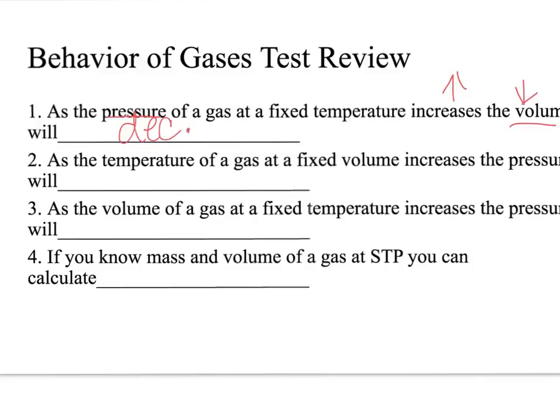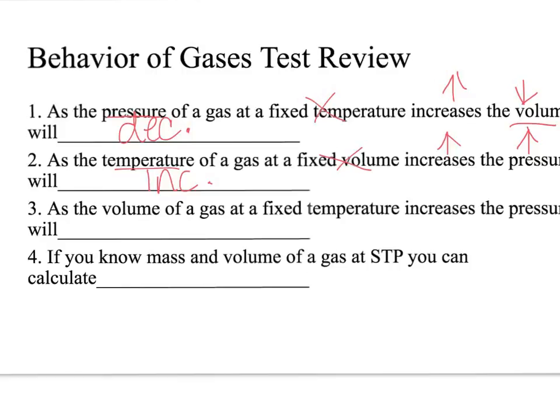We're going to abbreviate that. Next one wants to know, as the temperature of a gas at a fixed volume, when it says fixed volume, we don't need to worry about it. Same thing up here, fixed temperature. It means it's not going to be a factor. It says as the temperature is increasing, the pressure will do what? Well, like we just said, the pressure and temperature are directly proportional, so it would also increase.